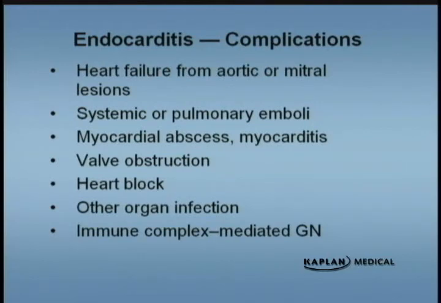Complications of endocarditis can include heart failure from insufficiency of the valves, particularly the aortic and mitral valves. Remember that the mitral valve is the most commonly affected valve with endocarditis, followed by the aortic and then the tricuspid. You can also have emboli depending upon where the vegetations are. If they're on the right side of the heart, the vegetations will go to the lungs and cause pulmonary embolisms. If they are on the left side of the heart, those emboli will go out to the systemic circulation. Also, endocarditis can cause abscesses and myocarditis. Certainly, it can cause a valve obstruction from the vegetations and can cause heart block. So a variety of complications with endocarditis.